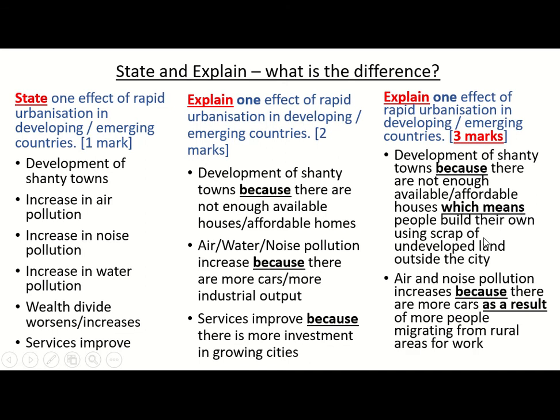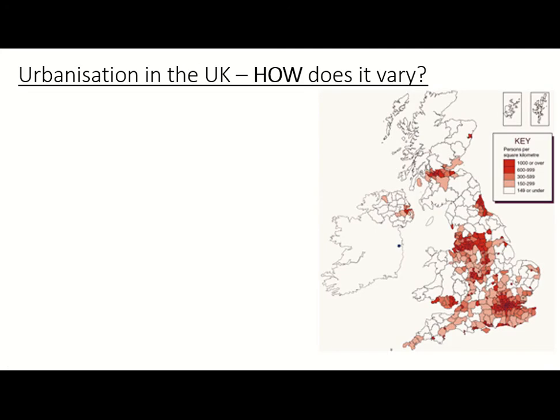Okay, another example for you, air and noise pollution increase, 1st mark, because there are more cars, 2nd mark, as a result of more people migrating from rural areas for work. So again, it's just adding layers onto that particular explanation, and just look out for these command words: state, explain, and the marks it's worth, and that will really guide you. Okay, I'll give another example in another part of this session.